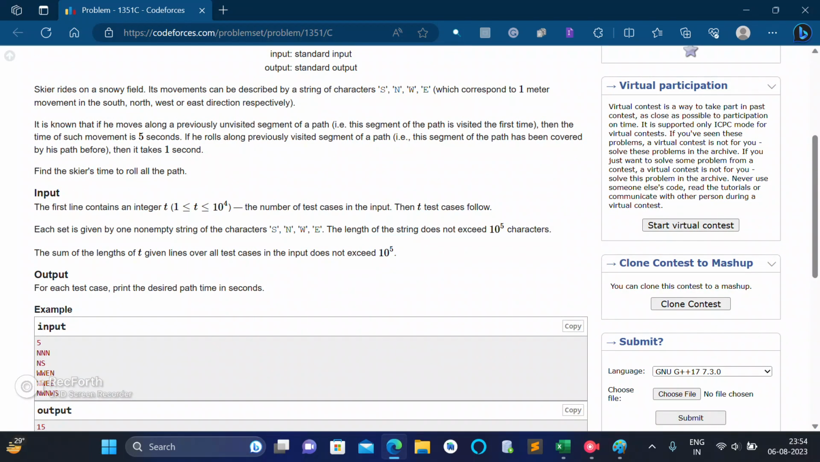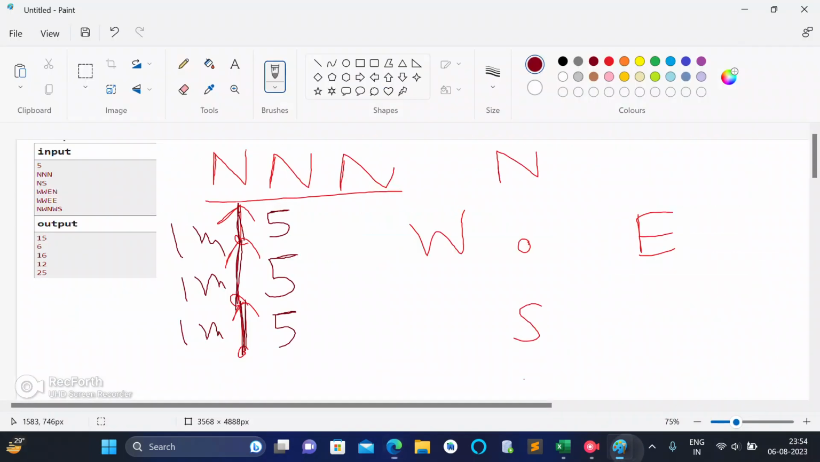Here in the question it is mentioned that each of them corresponds to 1 meter only, and if we are traversing the path for the first time, it is actually 5 seconds, and if we are traversing it another time, then it would only count as 1 second. You can use the word points or seconds, 5 seconds and 1 second. So we have to tell how many seconds it requires to traverse the path.